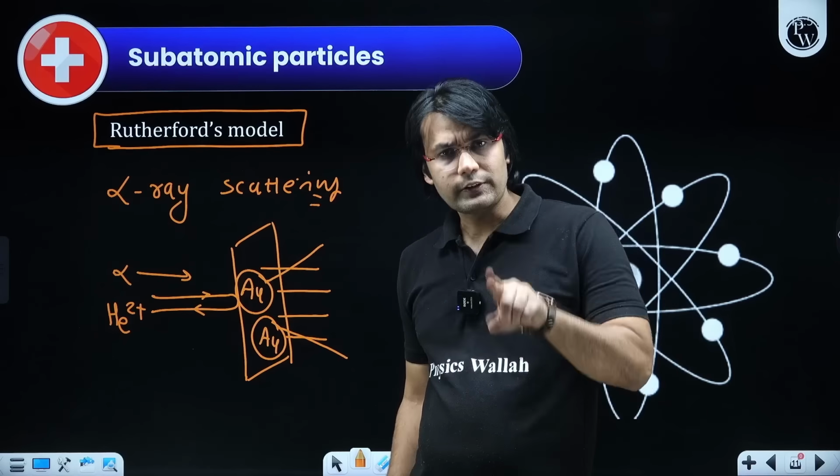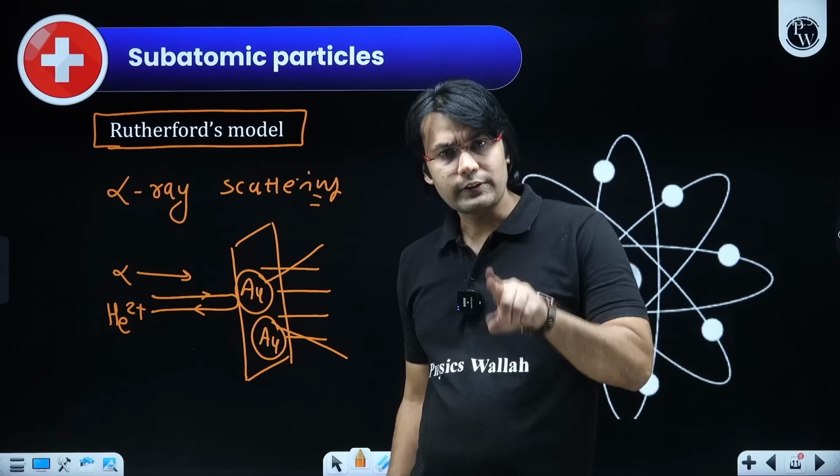Now in the Rutherford model, the main point was, inside the atom, at the center, in a very small region, we have positive charge, and that region is called the nucleus. And the electrons orbit around the nucleus. We have the nucleus inside the atom, and electrons are continuously revolving around the nucleus. That was your Rutherford model.